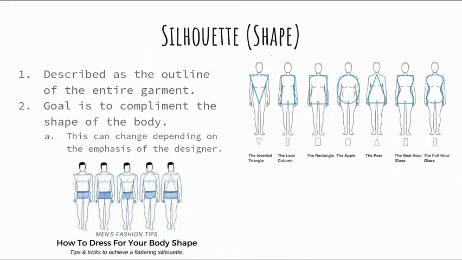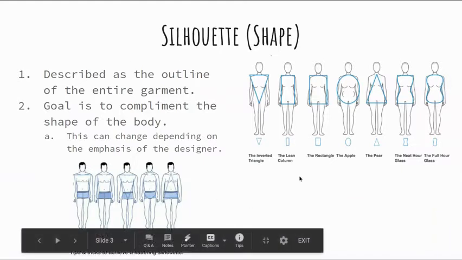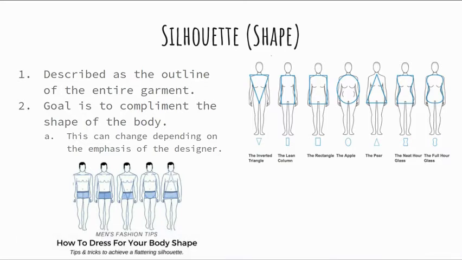The goal is to complement the shape of the body. What we also know is that we're looking at the shape of the body itself. There's a multitude of different types of body shapes that we need to address, and some of these body shapes just don't work well with particular cuts and styles of certain clothing. However, each body shape does have a type of style and clothing cuts that work for them, and it's different for both men and women. The goal, again, is to complement the shape of the body, but that changes depending on the emphasis of the designer.